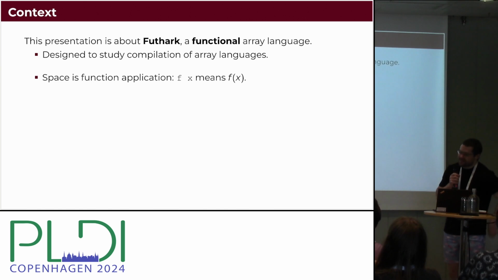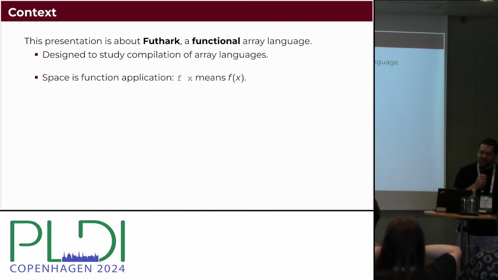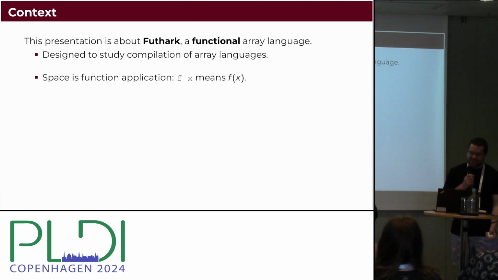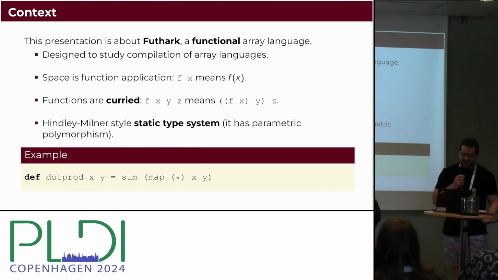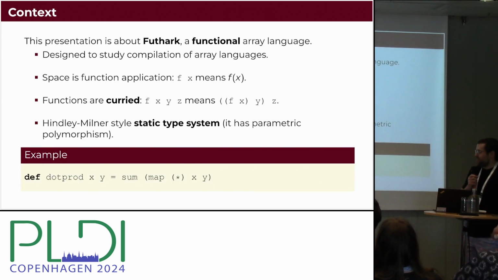The context of this is that this is done in Futhark, which is a functional array language. It's designed to study the compilation of array languages, and there's a few important things that you need to know about it for this talk. First of all is that space is function application. Functions are curried, which means that every function really only has one argument. So f of x, y, z means this thing with the parentheses. And it has a Hindley-Milner style type system, which means it has parametric polymorphism.